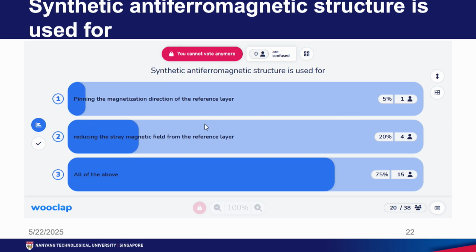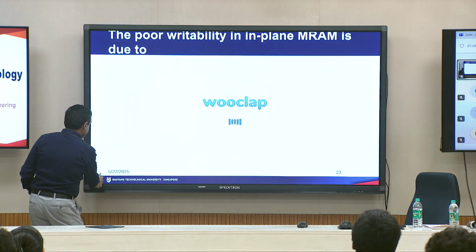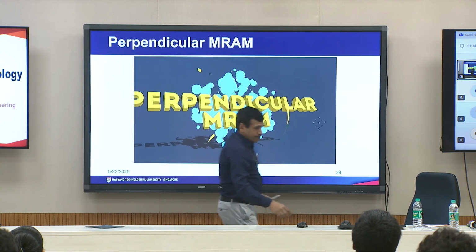Okay, the majority of you are wrong. You are wrong because you thought this was the right answer. This is not the right answer. We are using an antiferromagnetic material like iridium manganese to pin the magnetization direction.